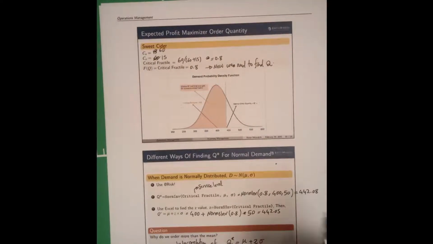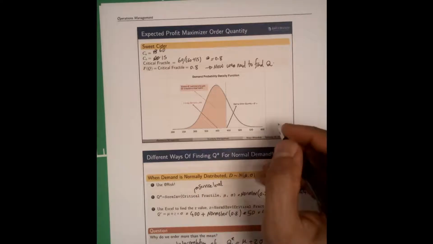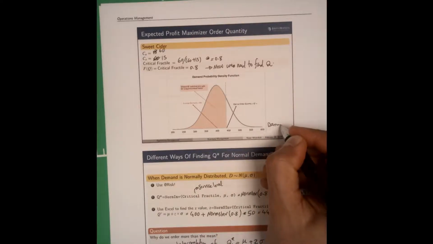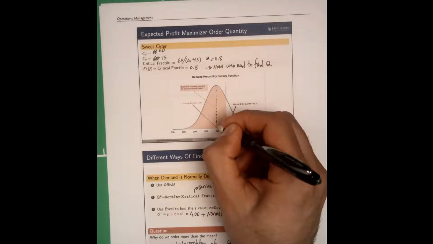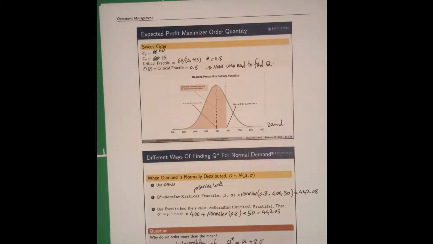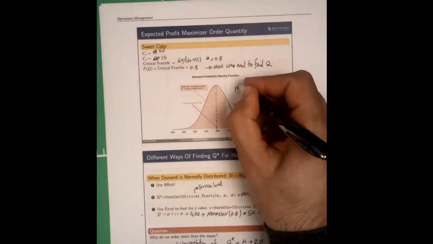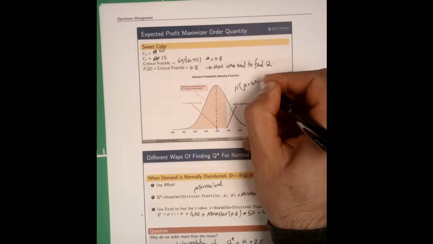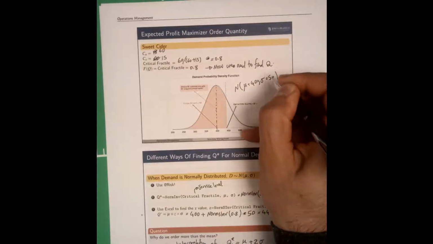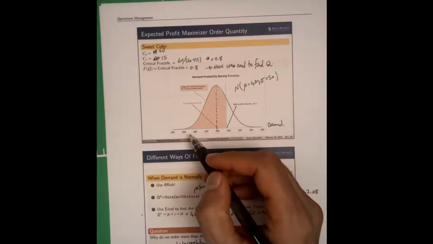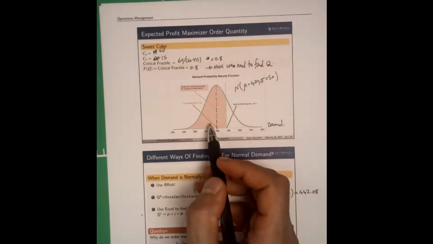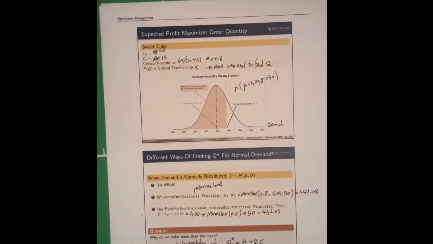Now, on the x-axis, I have demand values. That 400 right there is your average value of demand. So demand is normally distributed with a mu of 400 and sigma of 50. We know that from the problem statement. This is the shape of the normal distribution. Area under the normal curve up to 400 is 0.5. Area after 400 is also 0.5.